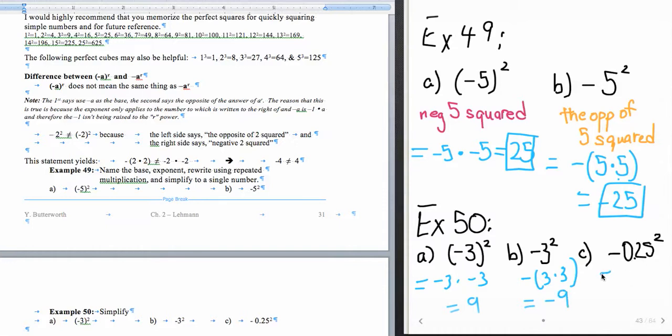And then finally, this one says the opposite of 0.25 times 0.25, and 25 times 25 is going to give us 625, and then we'll need 4 decimals, so it'll be a negative 0.0625.